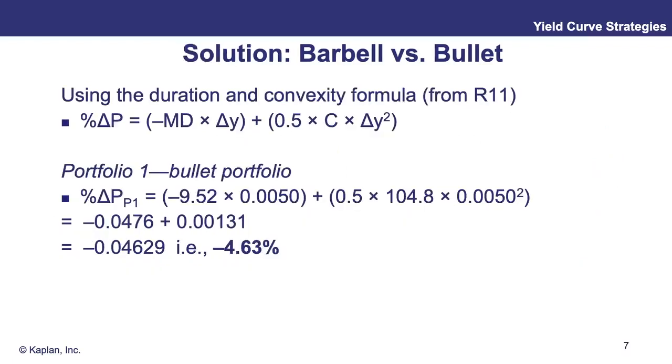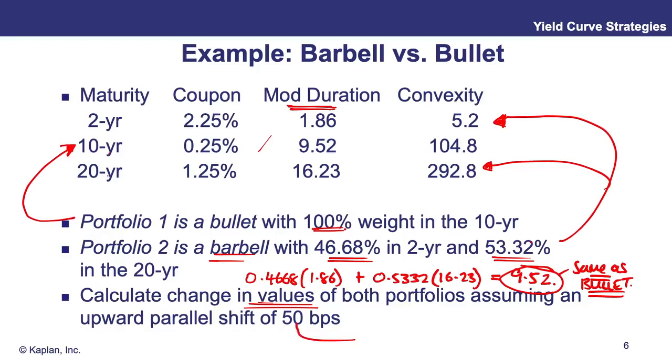Let's do the calculations. Here is our old friend, the duration and convexity formula. This is how we calculate the impact in percent terms on values or prices from some assumed shift in yield. By the way, the shift in yield here is 50 basis points. That's a parallel shift. So there's your delta y, 50 basis points.